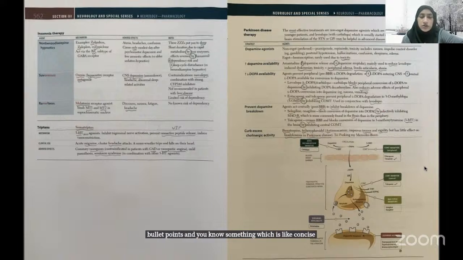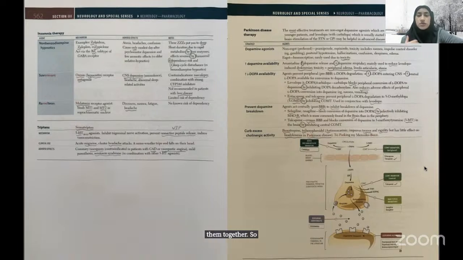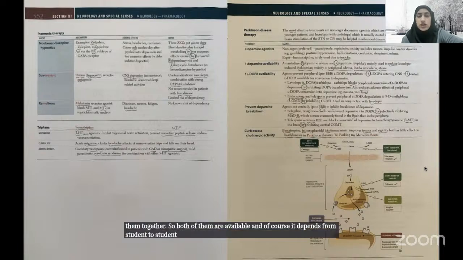Me, however, I like reading tables and repeating them, trying to think of a mnemonic to relate them together. So both of them are available, and of course, it depends from student to student and different strategies you can learn just to understand the entire topic.